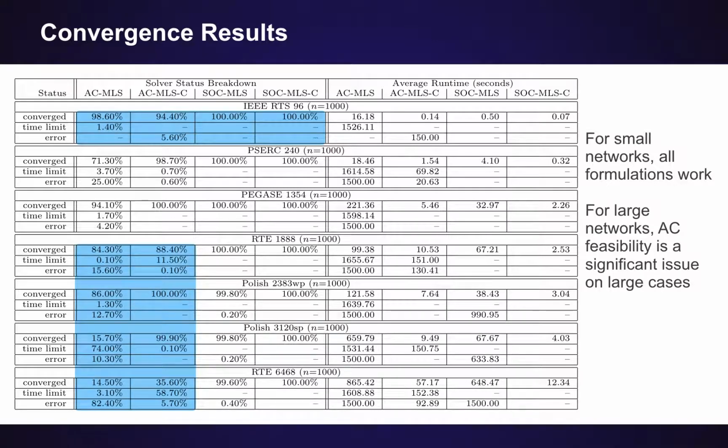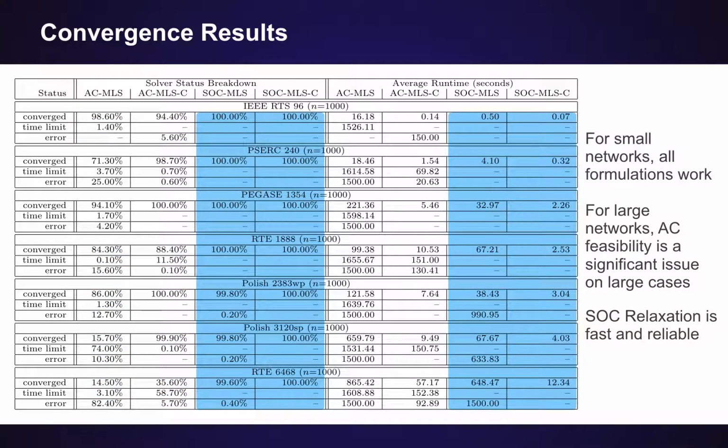Now, the story becomes a lot different as the networks get significantly larger. Then feasibility of the non-convex formulations becomes a serious challenge. So you can see that the mixed integer non-convex is getting error or hitting the time limit 70% of the time in some large cases, or just hitting error 80% of the time. For the continuous version of that, there's also issues with convergence, especially on this RTE 6000 bus case.